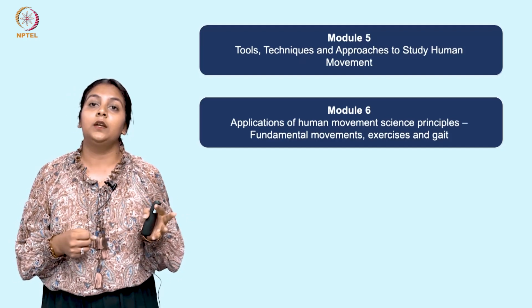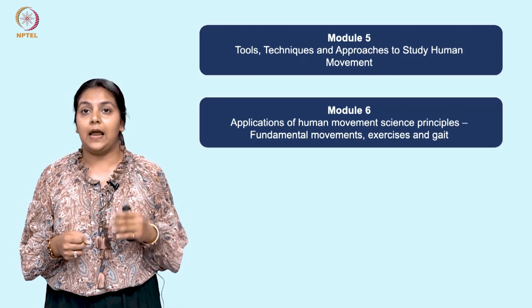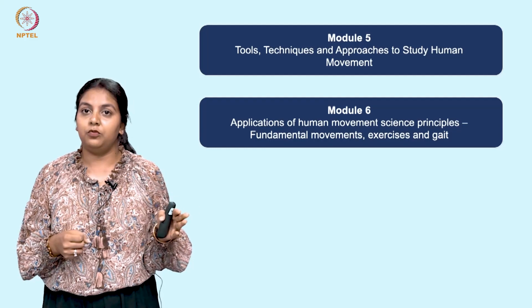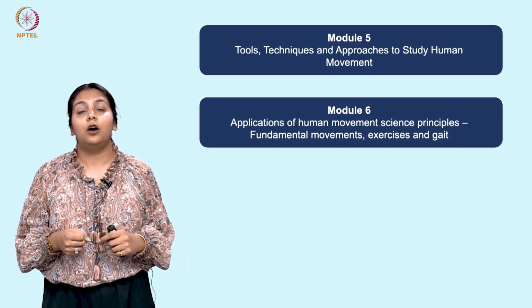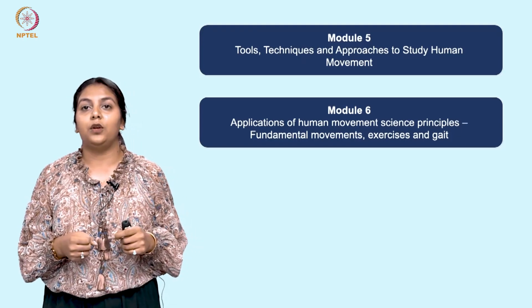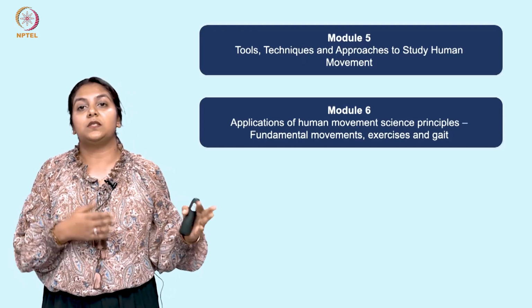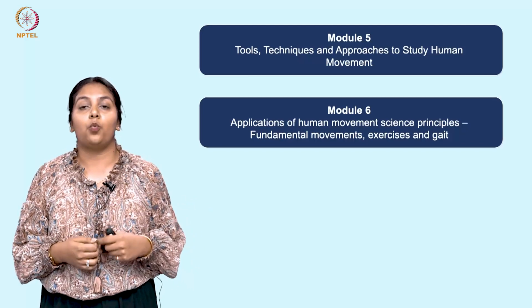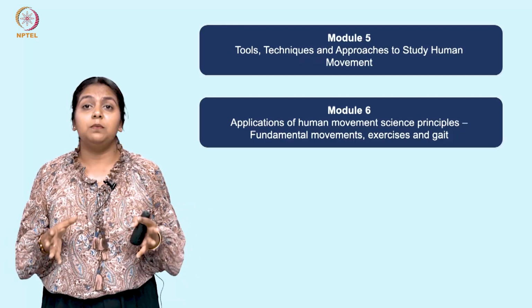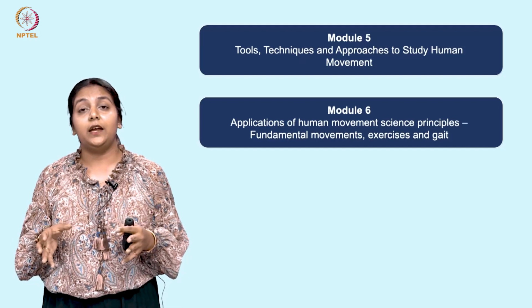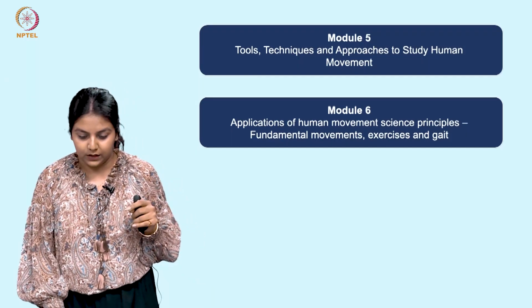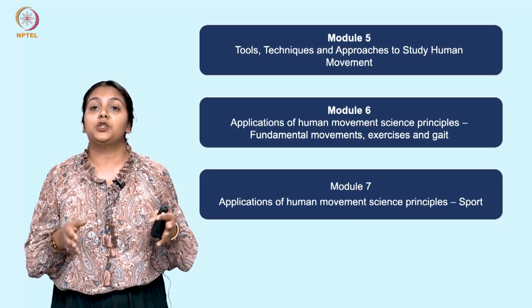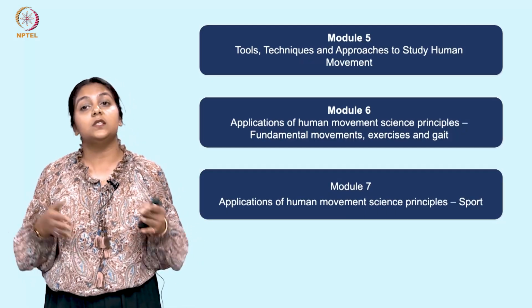concepts that we've studied to fundamental movement skills that are absolutely essential for movement, which you can call movement ABCs, and also a few common exercises, and then we dive into specifically gait analysis. So what is gait, how it's extremely crucial to have a good gait for an athlete as well as any kind of physical activity. Module 7, we look at applications of human movement science principles in sport.